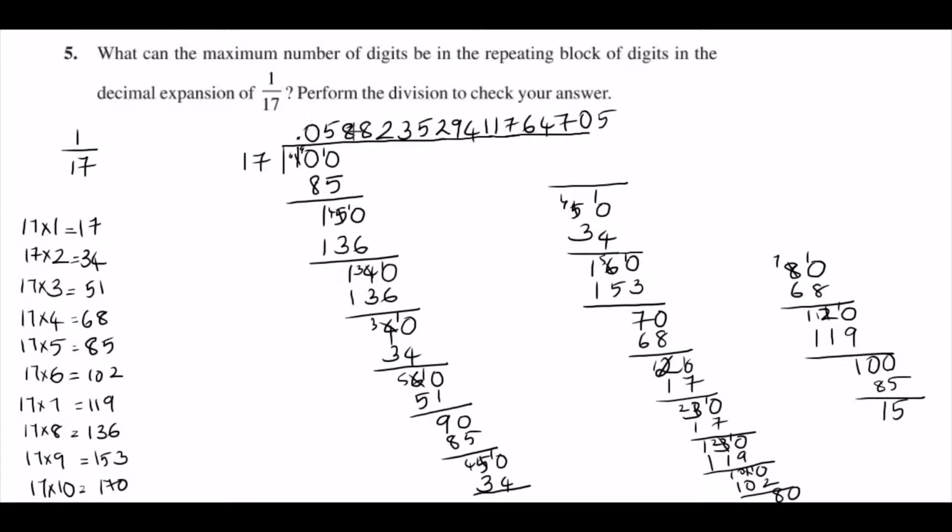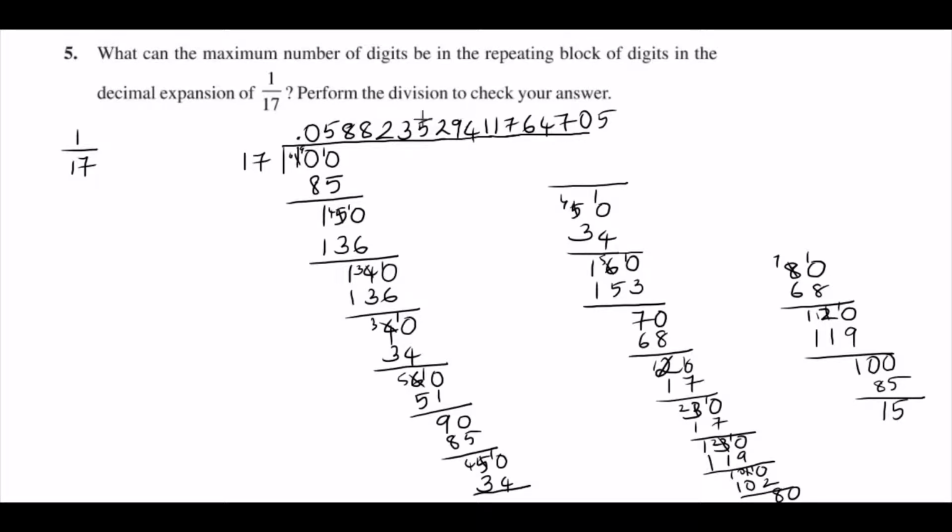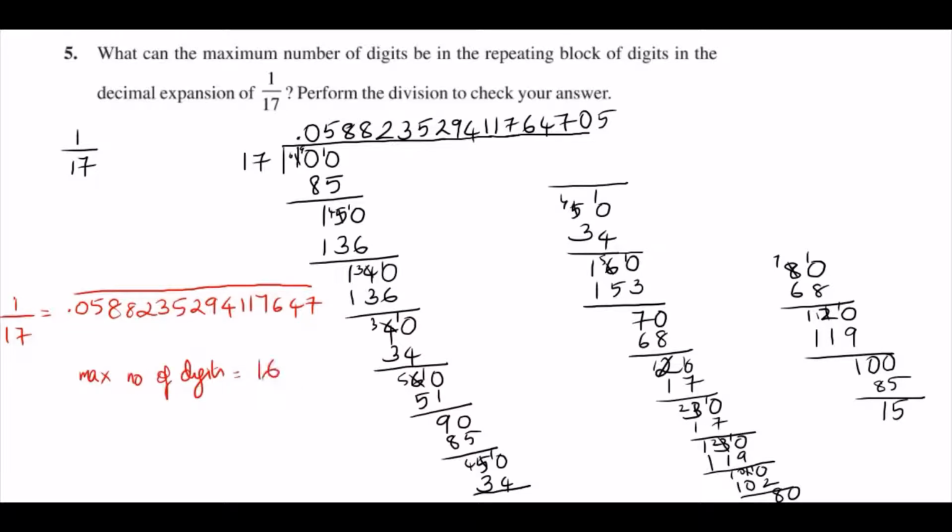So here 1, 2, 3, 4, 5, 6, 7, 8, 9, 10, 11, 12, 13, 14, 15, 16. So here 16 digits are repeating in the decimal expansion. That is, you will have the same 16 digits again and again. The decimal expansion of 1 by 17 is 0.0588235294117647 bar. So the maximum number of digits repeating in the repeating block is 16.